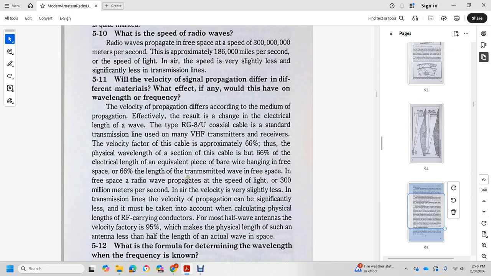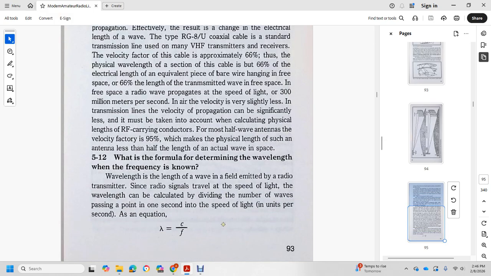In free space the radio wave propagates at the speed of light, 300 million meters per second. In a transmission line the velocity is very slightly less, and the velocity of propagation can be significantly less, and must be taken into account when calculating physical length. Radio frequency carrying conductors, most half-wave antennas, have a velocity of 95%, which makes the physical length of such an antenna less than half the length of the actual wave in space.